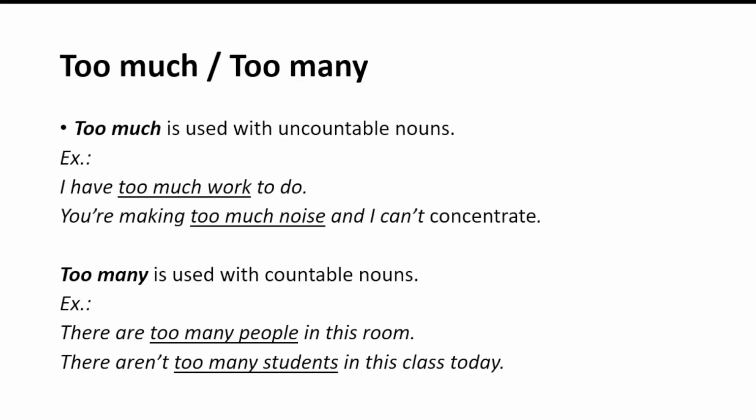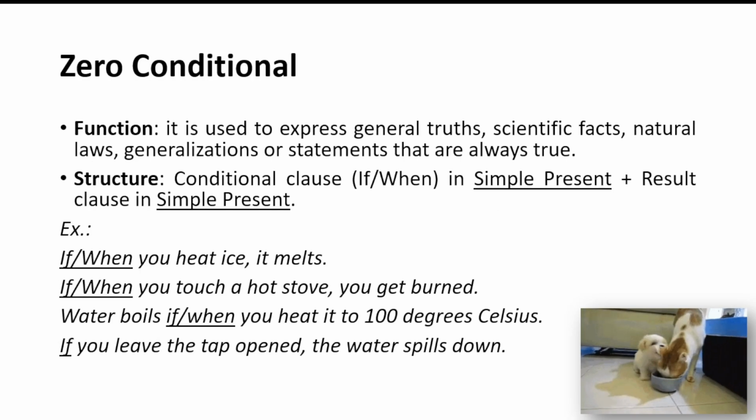Different from too much, too many is used with countable nouns. For example, there are too many people in this room. People is countable. And there aren't too many students in this class today. And the word here, students, is countable. That's why we say too many.